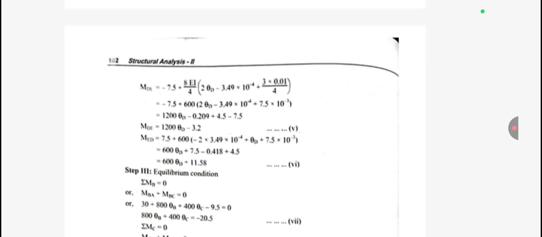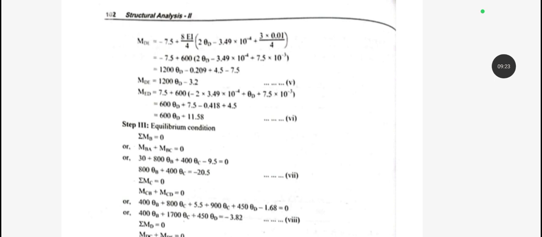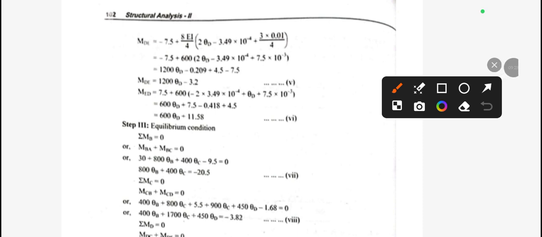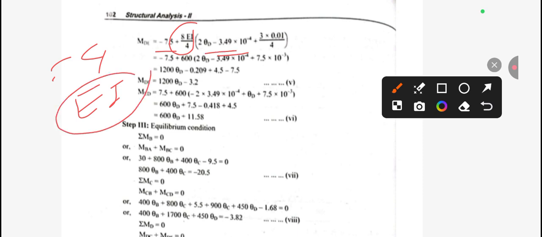So we have completed this span. Now for D to E, the fixed moment for D to E is 7.5, and the value of EI is given as 4. So 4 into EI means 8 EI by 4. The value of theta E is given in the problem as anti-clockwise, so we take a minus value, and delta is 0.01, and finally this will be our fifth equation.